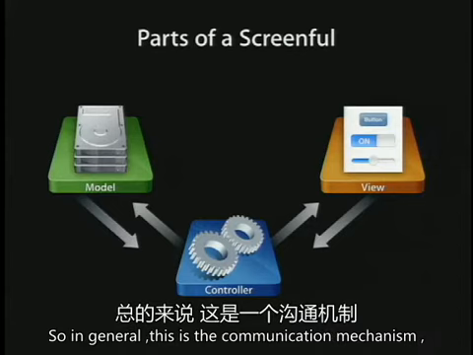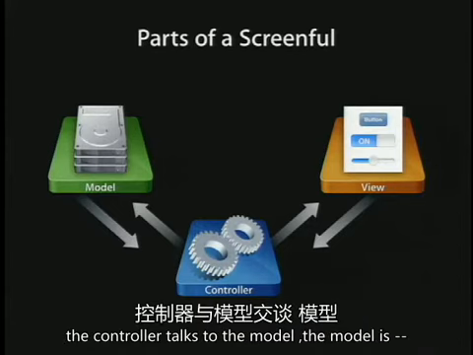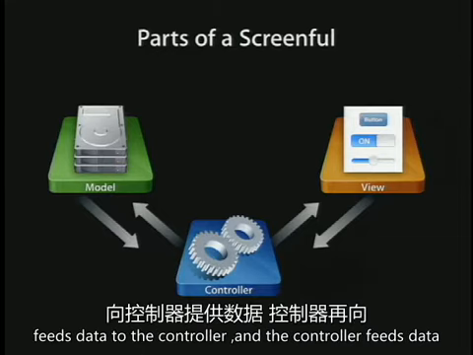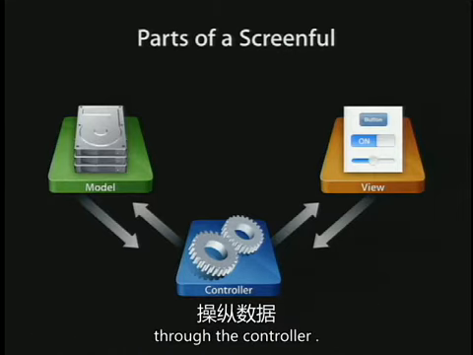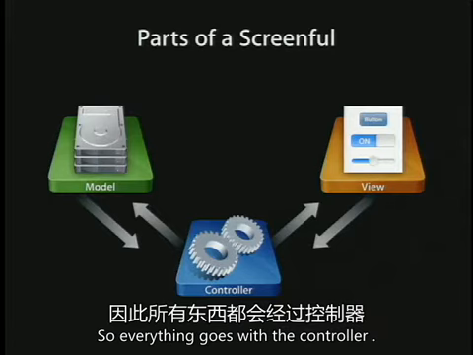So in general, this is the communication mechanism. The controller talks to the model. The model feeds data to the controller. And the controller feeds data to the view, and the view manipulates the data through the controller. So everything goes through the controller.